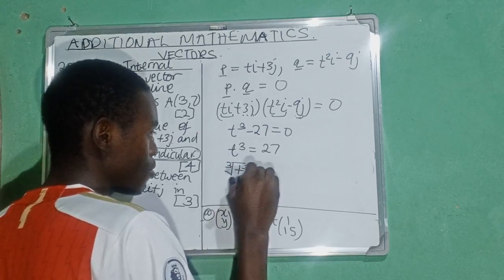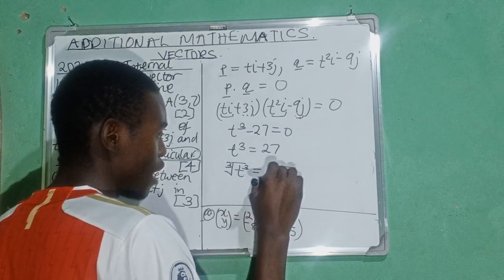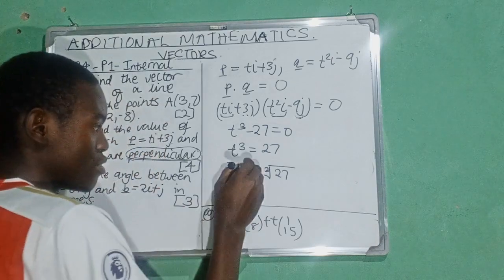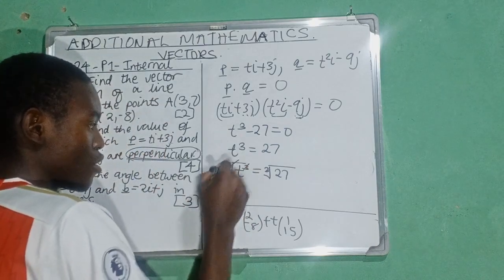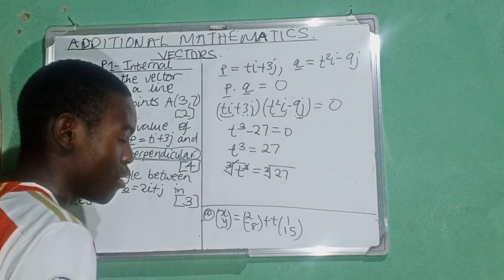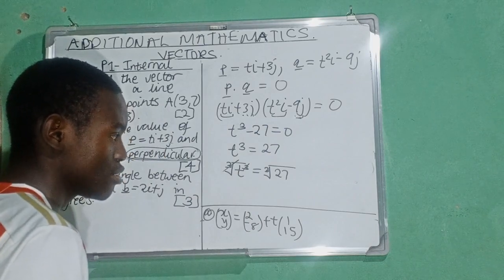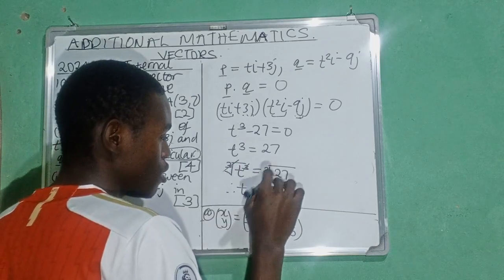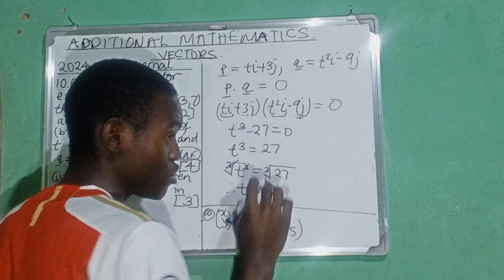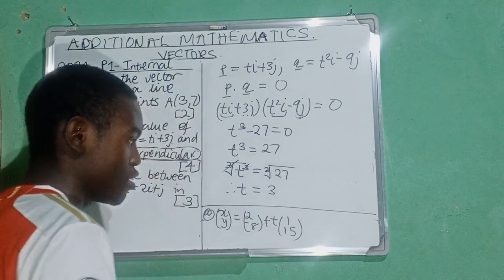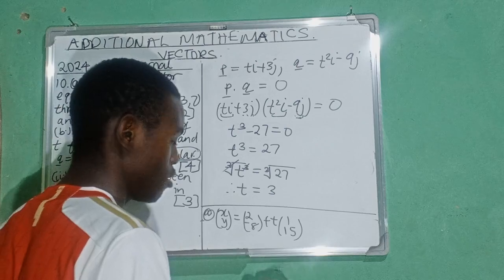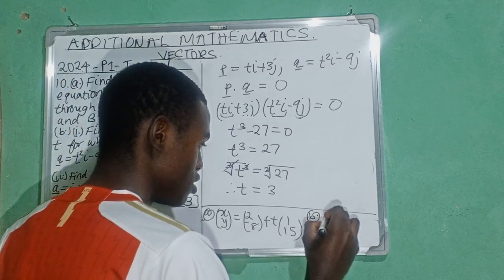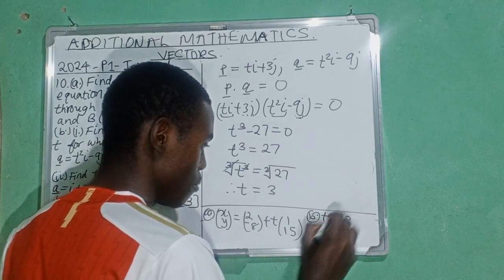Don't start to find complex answers, complex numbers. You take the cube root on both sides. It will cancel that cubed exponent, power 3. And then t, therefore, would be equal to the cube root of 27, which is 3, because 3 times 3 times 3 is 27. So t is equal to 3.